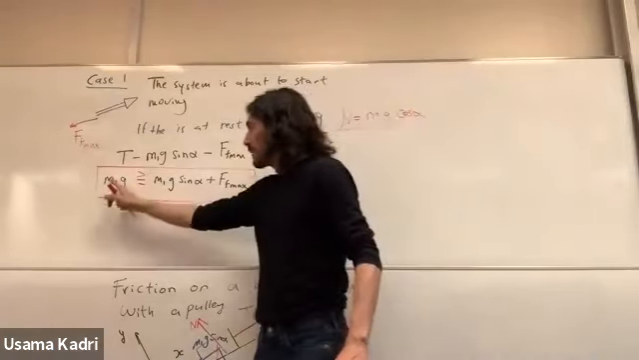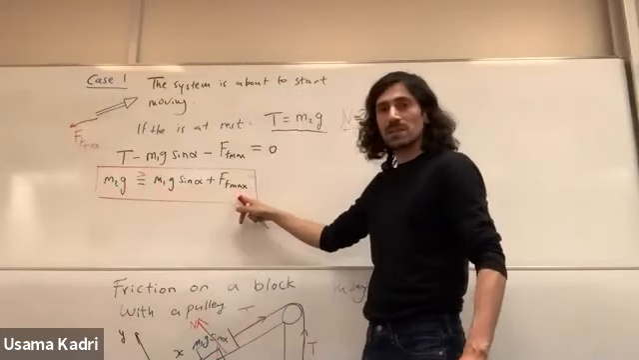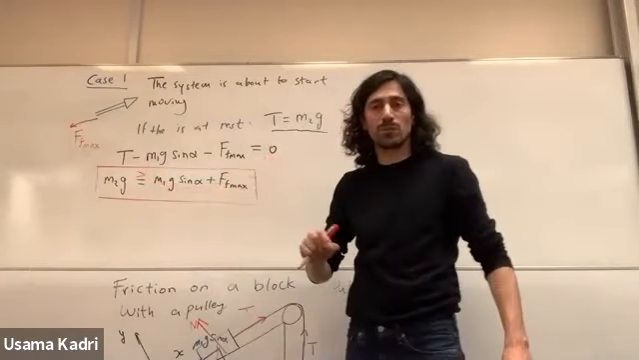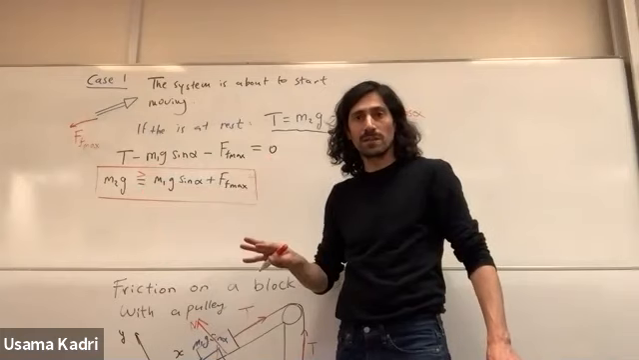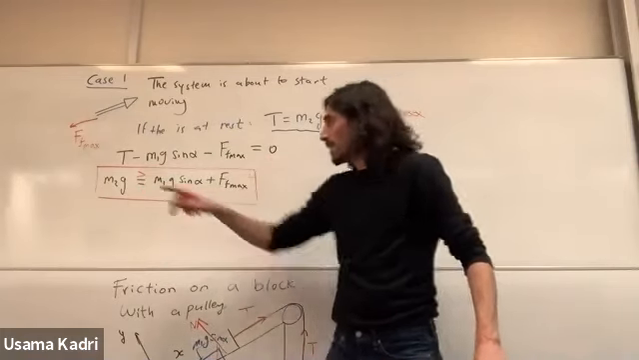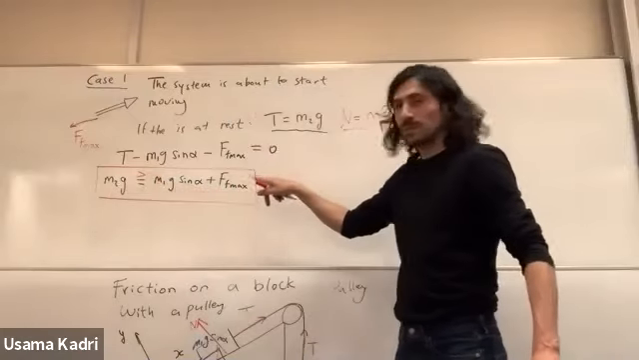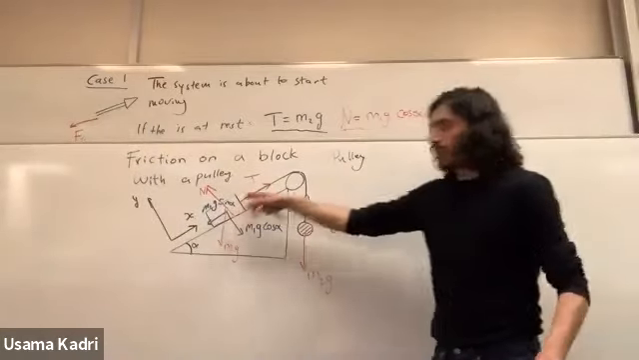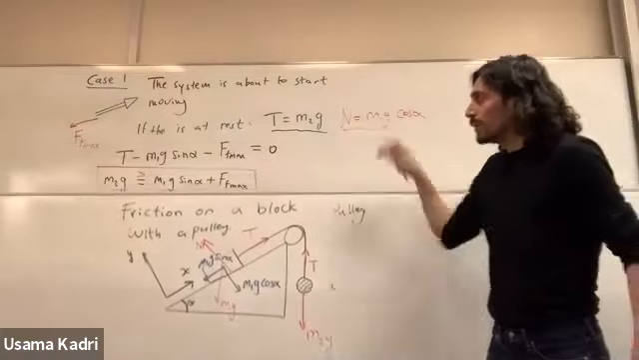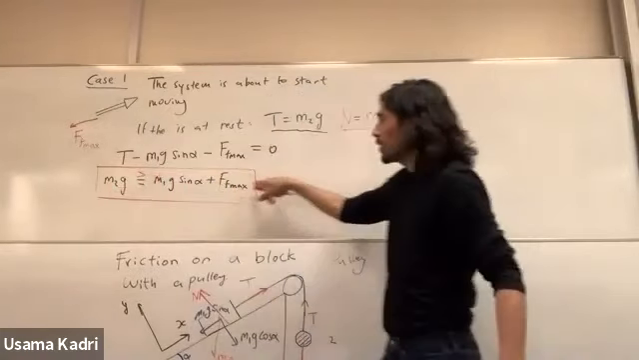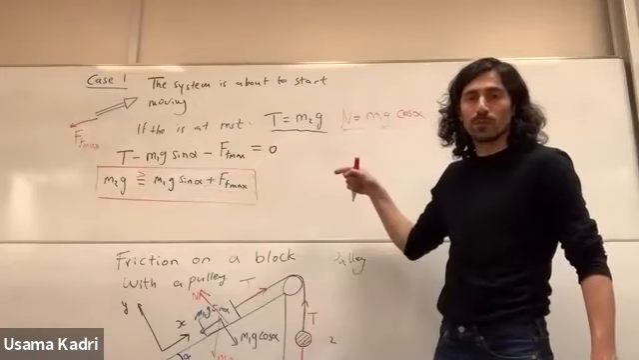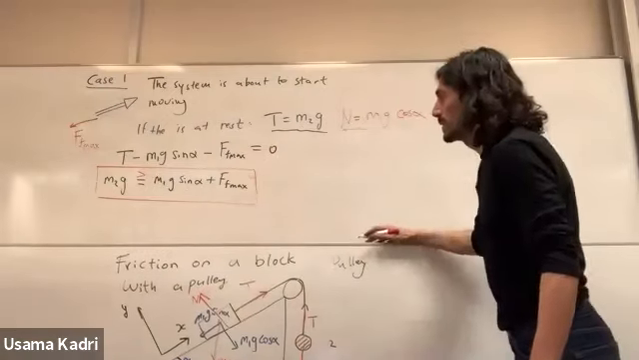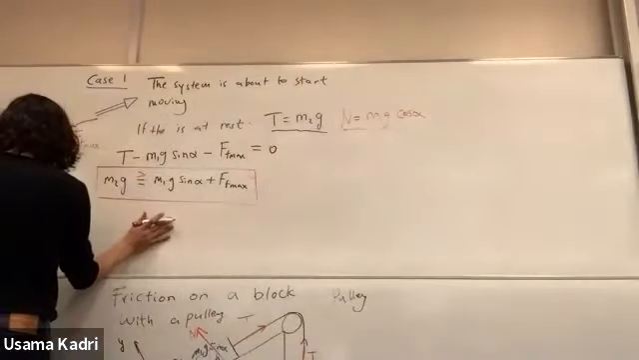I repeat, if M2G is slightly larger than this, the object would start going up, because when it's exactly equal, it's just about to break loose. But it's not there yet. It's static. When M2G is slightly larger than this, the second object would start falling, and this would start going up. If you find that M2G is smaller than this, this doesn't tell you that the object would actually start going the opposite direction, which you would see now. So this is the first case.